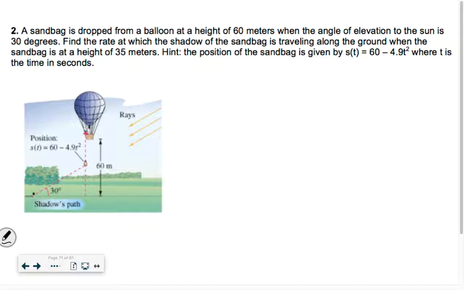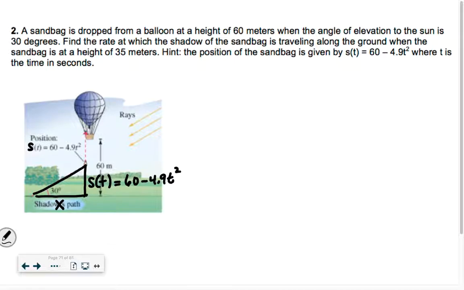So we're going to do this problem, and we're going to have the length of the shadow, so I'll call that x. And this one, I don't want to call it s because it's the height, but I'm going to call it s because that is the position function that's written there: 60 minus 4.9 t squared. That has to do with gravity and so on. We'll talk a lot about those. We have talked a little bit about those, right?